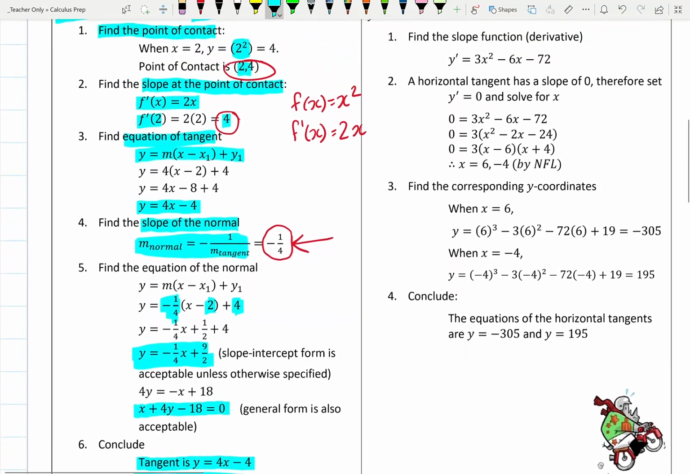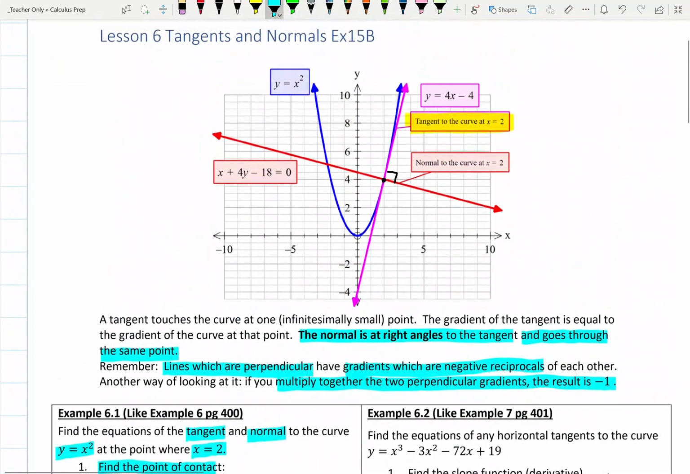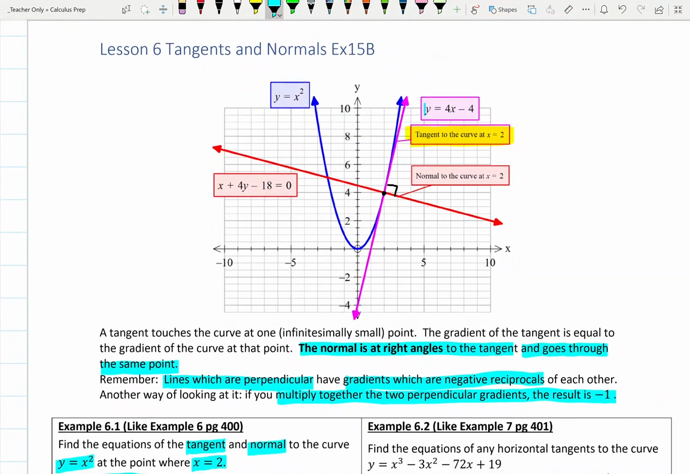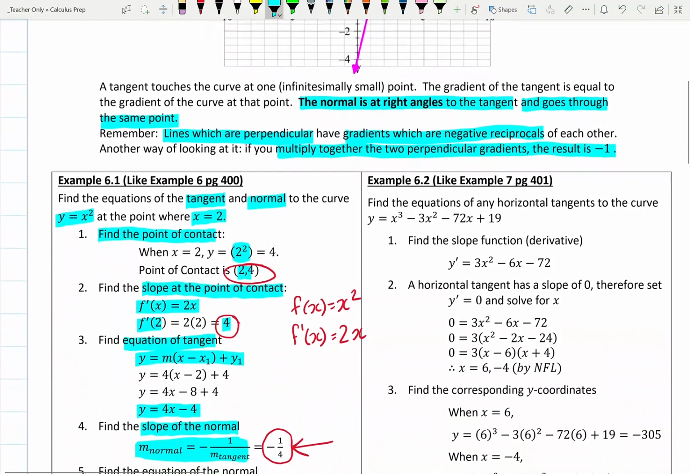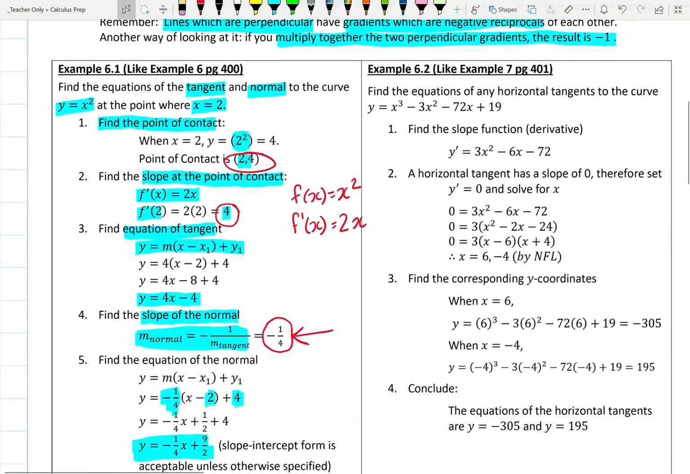And that is the situation that was graphed up here, and you can see that this is the tangent that we just calculated, and this is the normal that we just calculated. In the next video, I'll go through example 6.2.